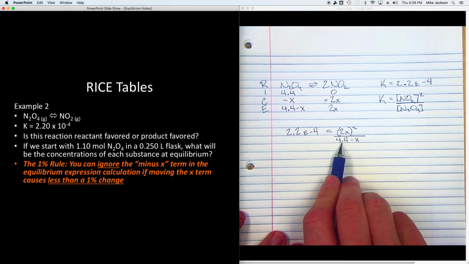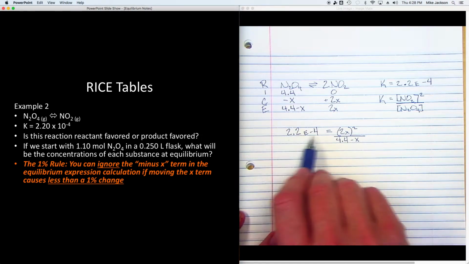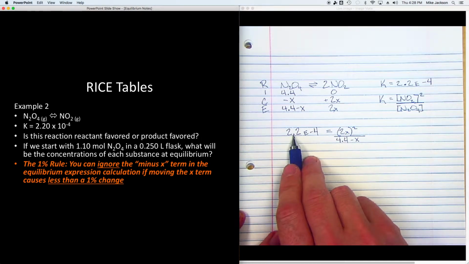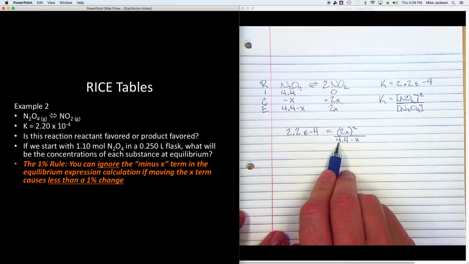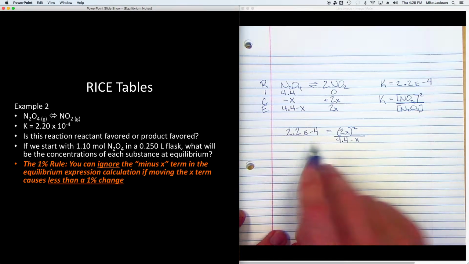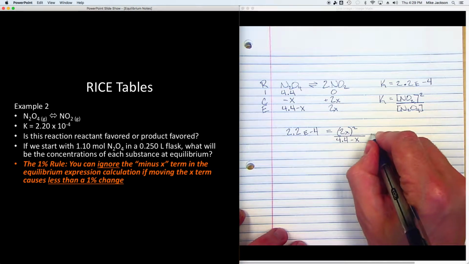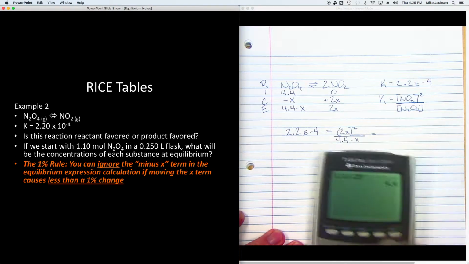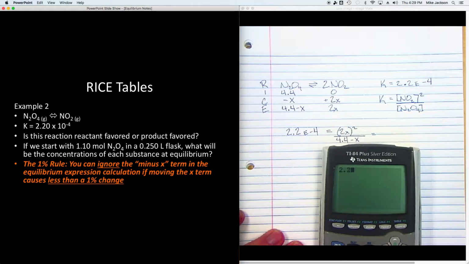If I take this expression and distribute it across this quantity, so if I take 2.2 times 10 to the minus 4 and multiply it across this and this, I'll end up with something that looks like this: 2.2 times 10 to the minus 4 times 4.4.